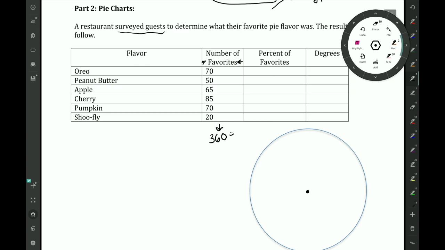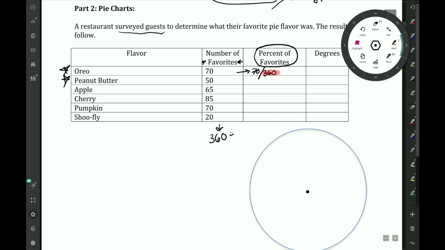Next, you need to find what percent of people liked each type. To do that, you're going to take the Oreo in our case, so 70, and divide it by the total, 360. That will give you roughly a decimal. I get 0.194 repeating. You can just round to three spots. I won't be super picky, but at least three spots will help you out.